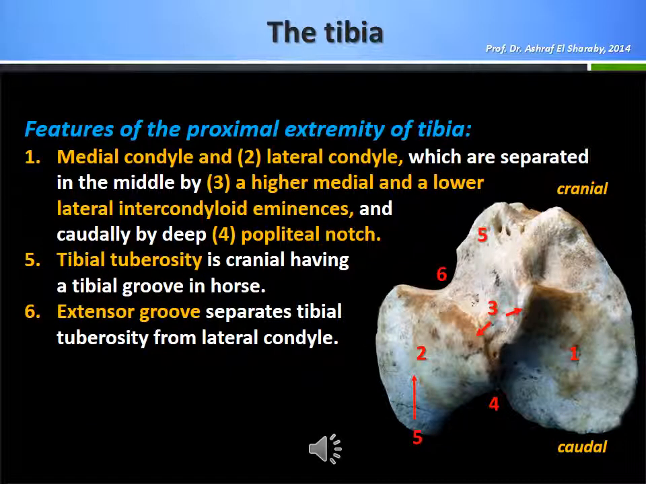Features of the proximal extremity of the tibia: medial condyle and lateral condyle, which are separated in the middle by a higher medial and a lower lateral intercondyloid eminence, and caudally by a deep popliteal notch. The tibial tuberosity is cranial, having a tibial groove in the horse. The extensor groove separates the tibial tuberosity from the lateral condyle.